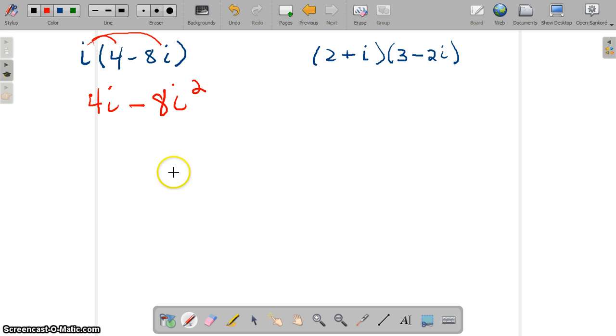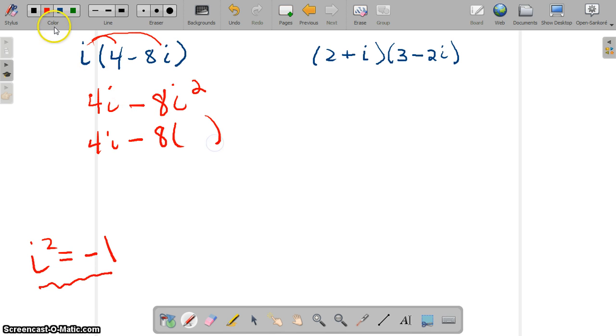Back in the first video, I talked about what i squared equals, and I said this is very, very important. If you remember what i squared equals, it actually equals a real number, negative 1. Super important. So if i squared is negative 1, what this really is is this. You see that? Negative 1 is the same as i squared.